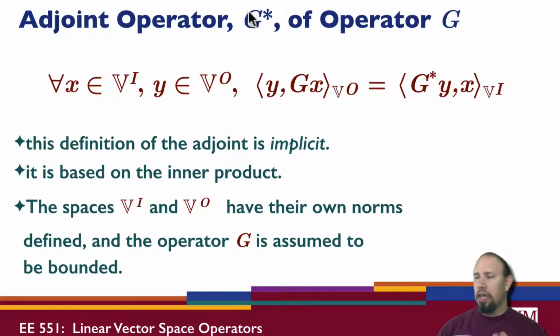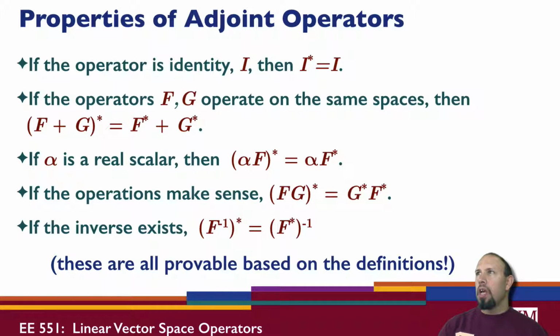Okay, so here we're talking about the adjoint of an operator. Here are properties of adjoint operators. The identity operator satisfies this: the adjoint of the identity is equal to the identity. When we have an identity, that means the input and the output spaces are the same. So in this case, it actually shows that the identity operator is also the inverse operator, which is kind of interesting. If the operators F and G operate on the same spaces, then (F plus G) adjoint is equal to F adjoint plus G adjoint.